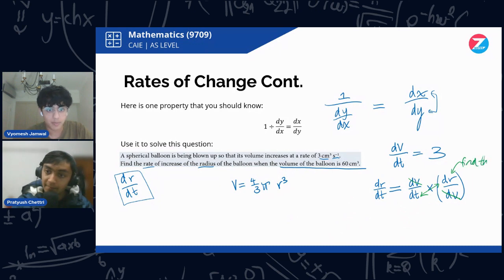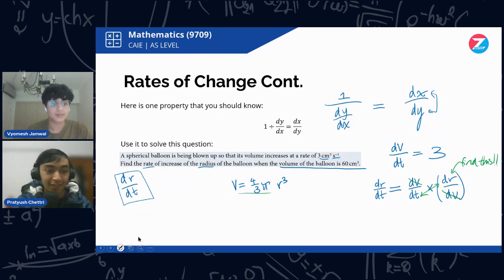there are two values, right? R and V, and I basically need to find an equation or formula that has these two values. And so that's how I would go to the V equals 4/3 pi r cubed, because in some questions it might get confusing.